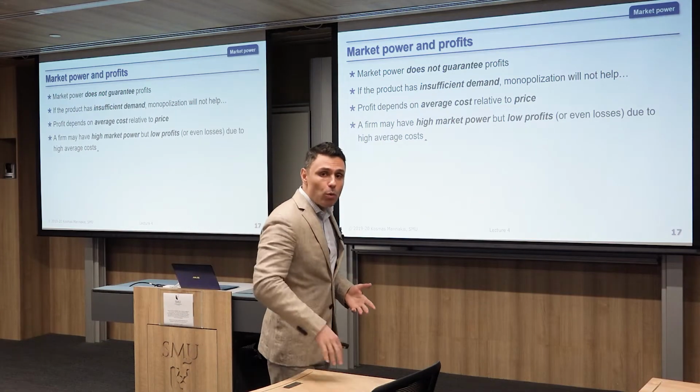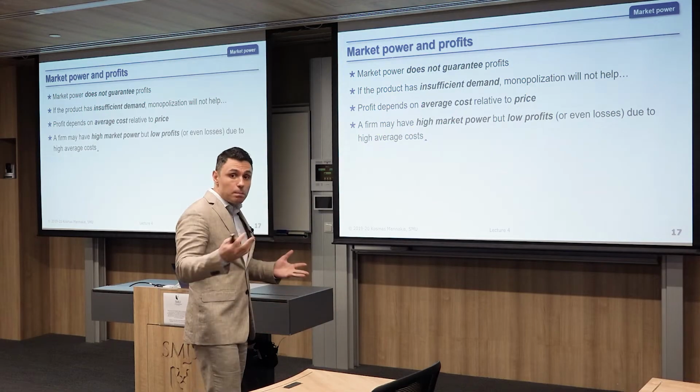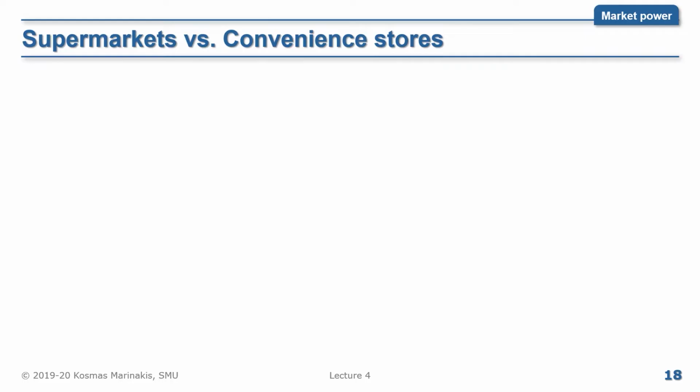So a firm may have high market power but low profits or even losses due to high average cost. So if you don't take care of your cost, market power will be of secondary importance. Of course, market power is not bad at all to have. All right, so let's see the example.